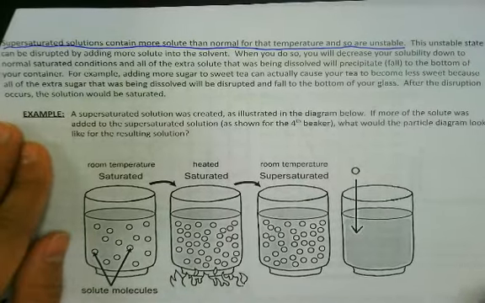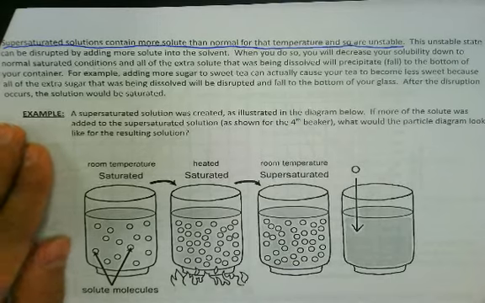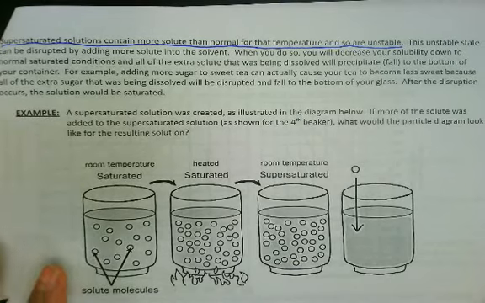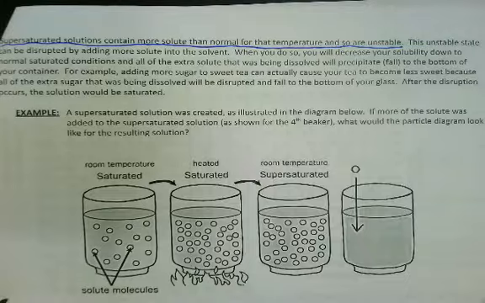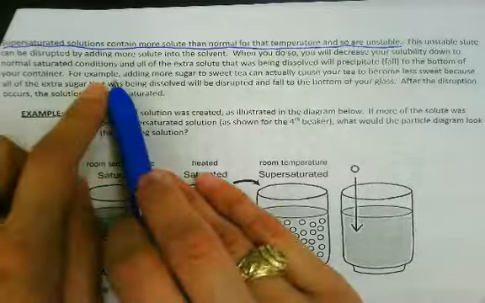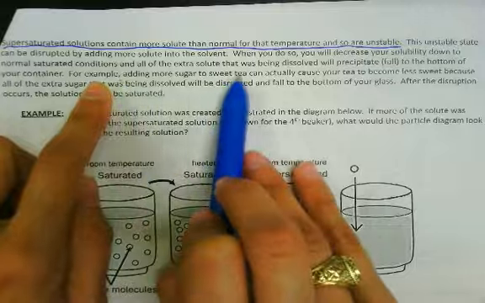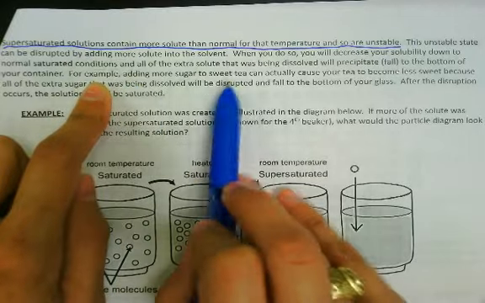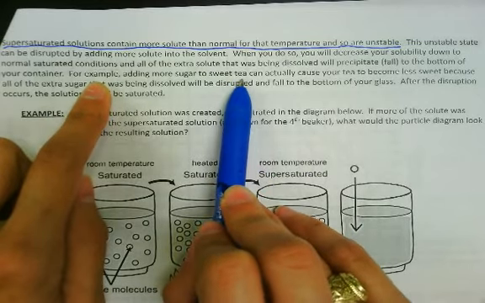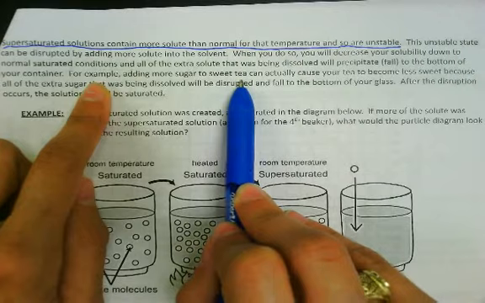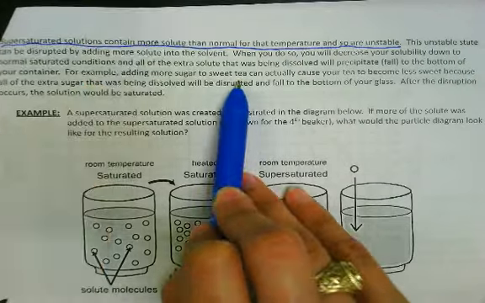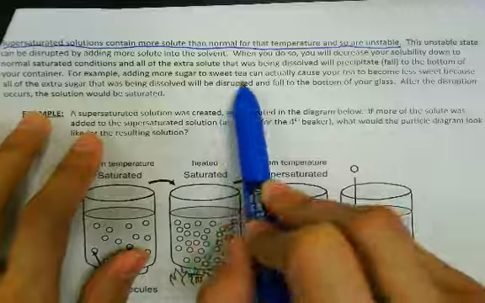The unstable state can be disrupted if we add more solute into the solvent or we do something else to disrupt this. So when we disrupt a supersaturated solution, we can actually cause it to go back to a saturated state. We can knock out all of the extra solute that was dissolved in that supersaturated solution. Okay? So for example, you can have a case where you have your sweet tea, and if you add more sugar to your sweet tea, adding that more sugar can actually disrupt the solution and make it less sweet, because now we've knocked out solute from the solution and there is less sugar dissolved.